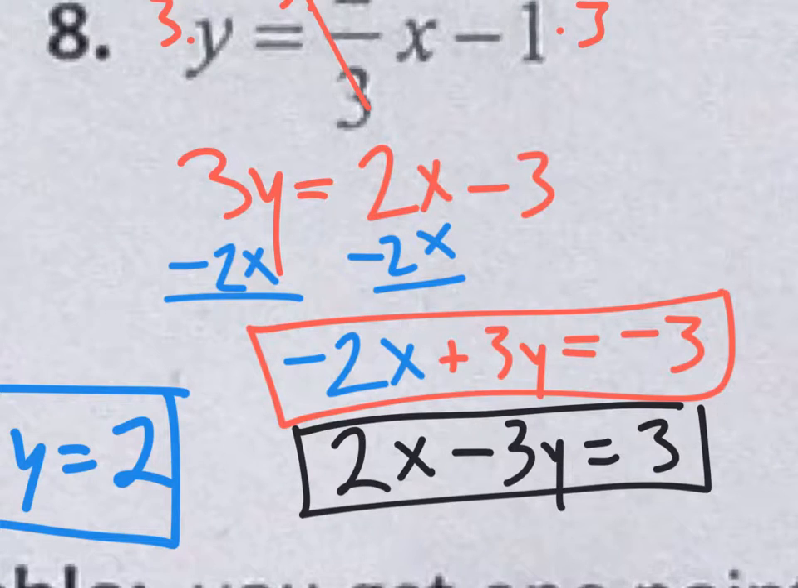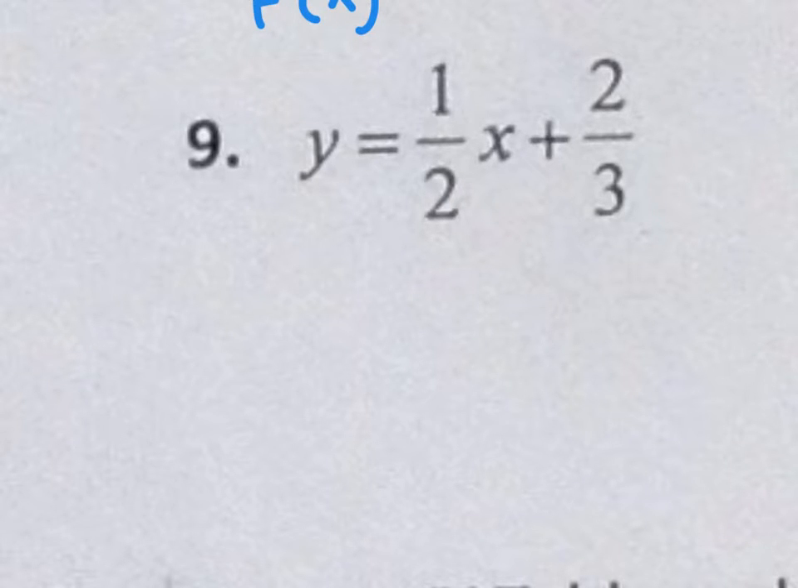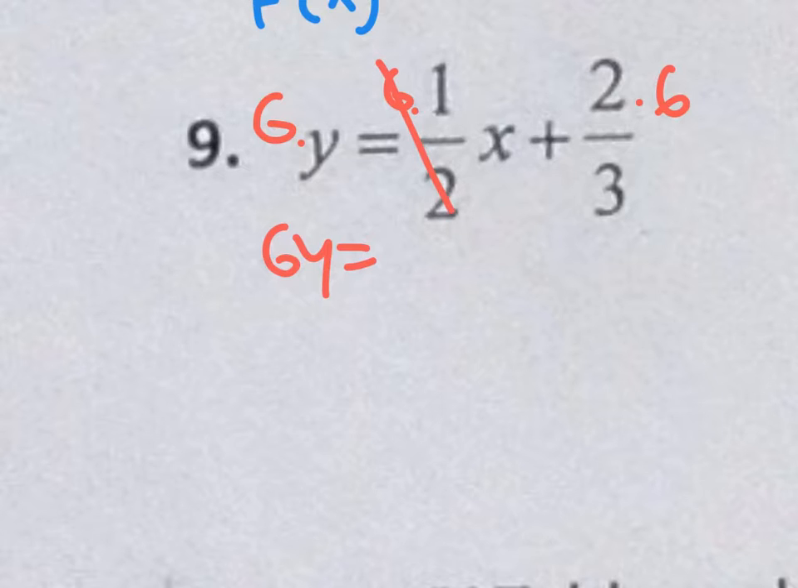Let's move on. Number 9 is just as easy. We did this on video. We did this on our homework. We need to multiply everything by what? 6. That way you could get rid of both fractions at the same time. You end up with 6y equals 6 divided by 2 is 3, and 3 times 1 is 3x. And then over here, the 6 divided by 3, let me do it in blue, is 2, and 2 times 2 is 4, so you have a plus 4.